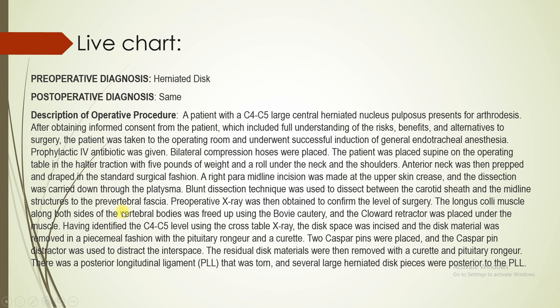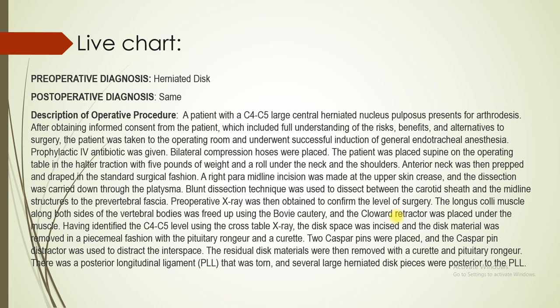The longus colli muscle along both sides of the vertebral bodies was freed up using the Bovie cautery. Okay. And the Cloward retractor was placed under the muscle. So basically, whenever the physician wants to perform any type of procedure, he needs space to perform it, correct? For that, the physician will use the retractor. So whenever you see a retractor in the operative report, we need to understand that the physician uses the retractor to open the surgical location.